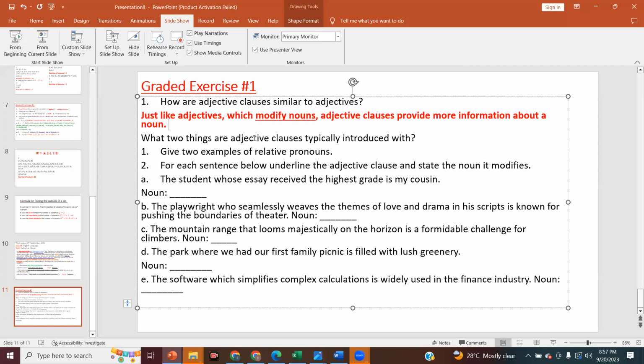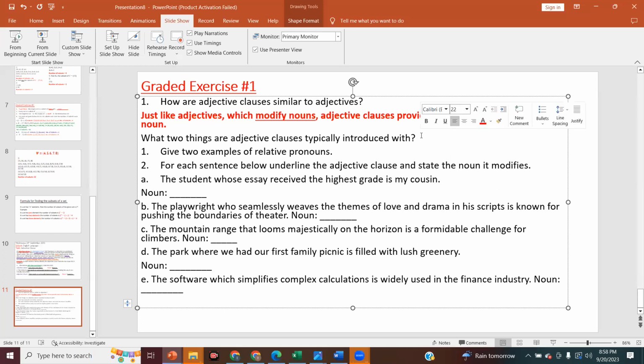Yes, Joseph. They also contain a subject and a verb. No, that's not right. You have to say something like, remember, adjective clauses modify a noun or give more information about a noun, and adjectives also modify a noun or give more details about a noun. So that's what you're supposed to have. Okay, so write the correct answer, Joseph. All right, because you didn't get that right.